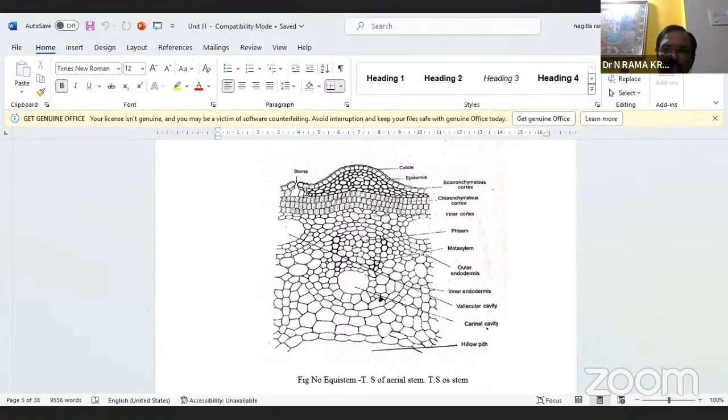Below the epidermis there is a structure of sunken stomata. These are xerophytic characters, and the epidermis also contains silica, which is another xerophytic character. Now you see here many air-filled vallecular canals and a reduced xylem; these are the hydrophytic features. So this is the unique structure of the Equisetum stem.